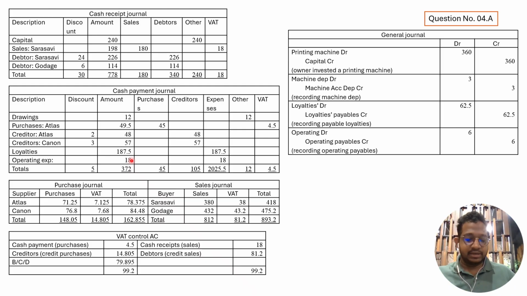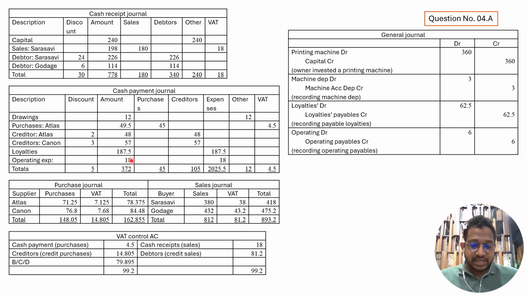And here sales, we are coming to the sales. And here it says you are selling 300 sets to Sarasavi at 2,000 per set. And here you are selling 100 sets for cash. Same thing: in cash it says you gave 10% discount and credit says you gave 5% discount.